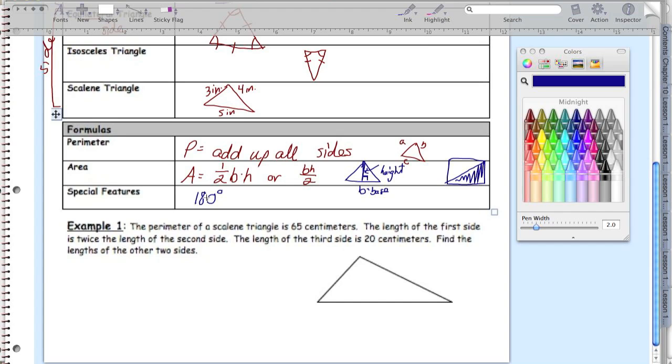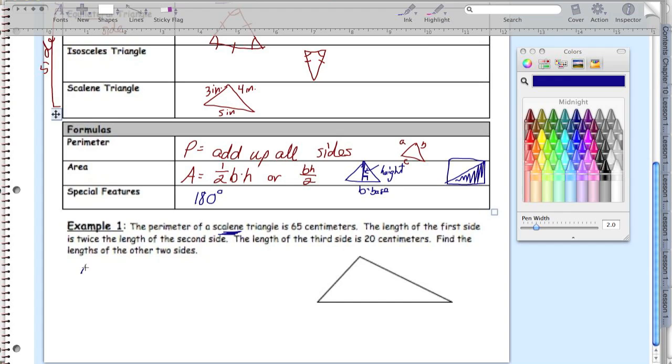Example 1, the perimeter of a scalene triangle, so sides, they're giving us sides here, is 65 centimeters. The length of the first side is twice the length of the second side. The length of the third side is 20 centimeters. Find the lengths of the other two sides. So in this picture we have drawn just a triangle, a scalene triangle. All the sides are different. Now we have to go ahead and solve to find out the lengths of the other sides.